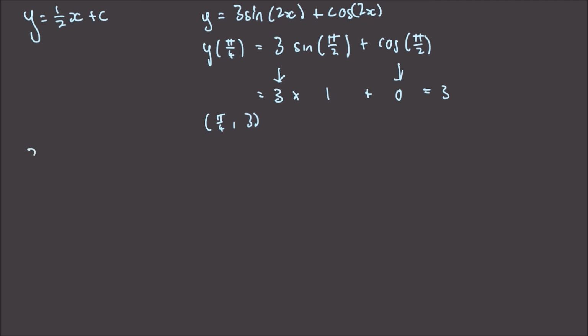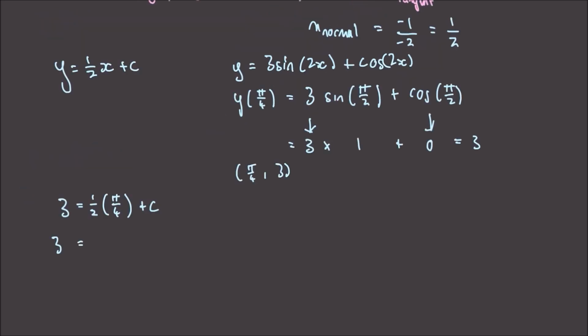Here we go, and that's going to give us a bit of rearranging to find our c value. And we don't need to simplify that. c can be equal to 3 minus pi over 8. Let's just write out the equation one last time. The equation of our normal.